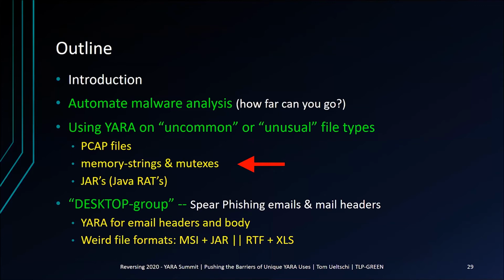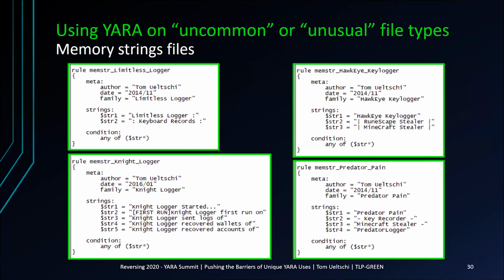So now let's look at YARA rules for memory strings and mutexes. These rules look almost too easy because in memory, you'll easily find all the juicy strings identifying certain malware families, like these password stealers and keyloggers. You can see Limitless Logger, Hawkeye Keylogger, Predator Pain, Night Logger with easy strings to find in memory.